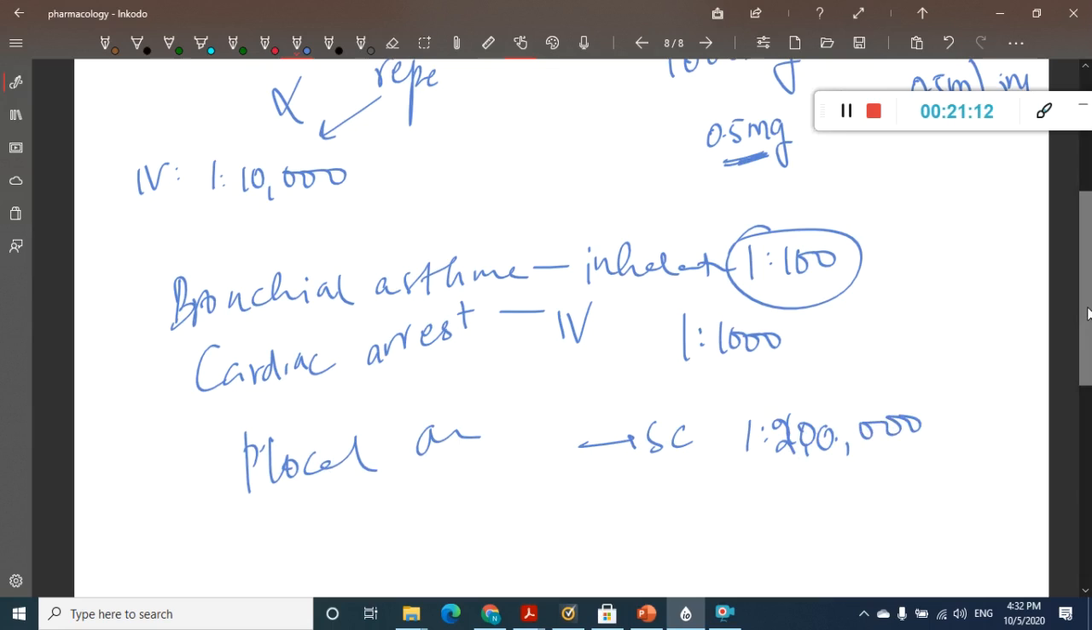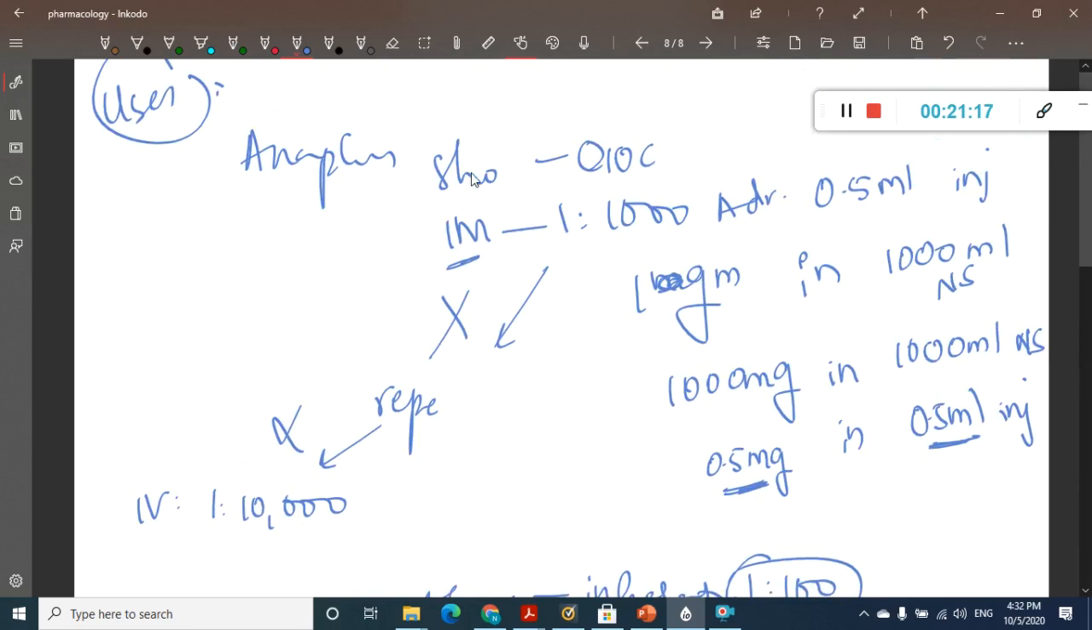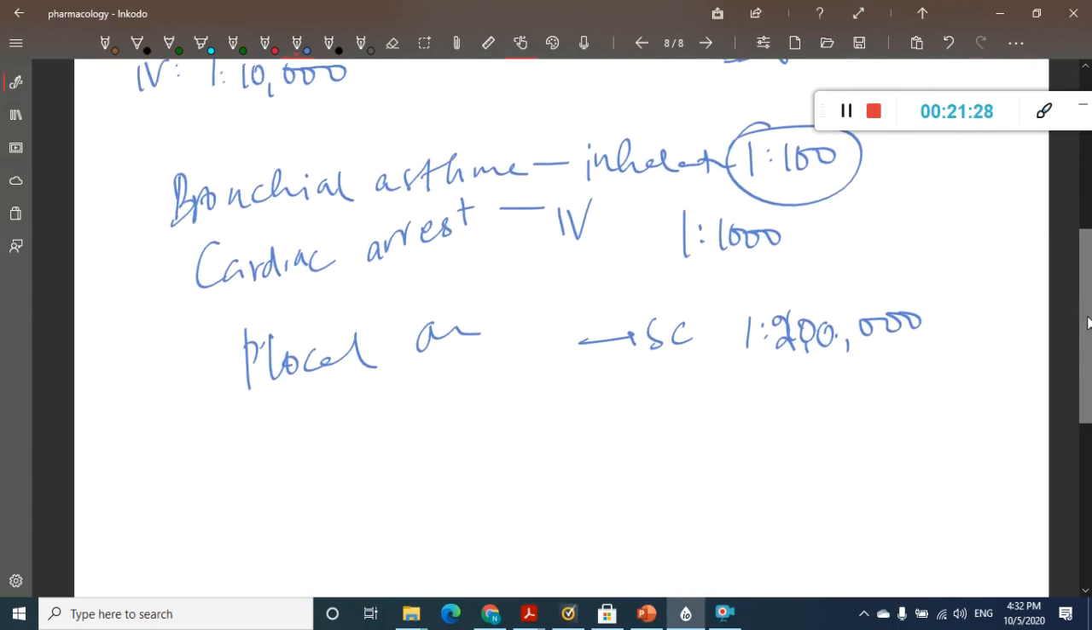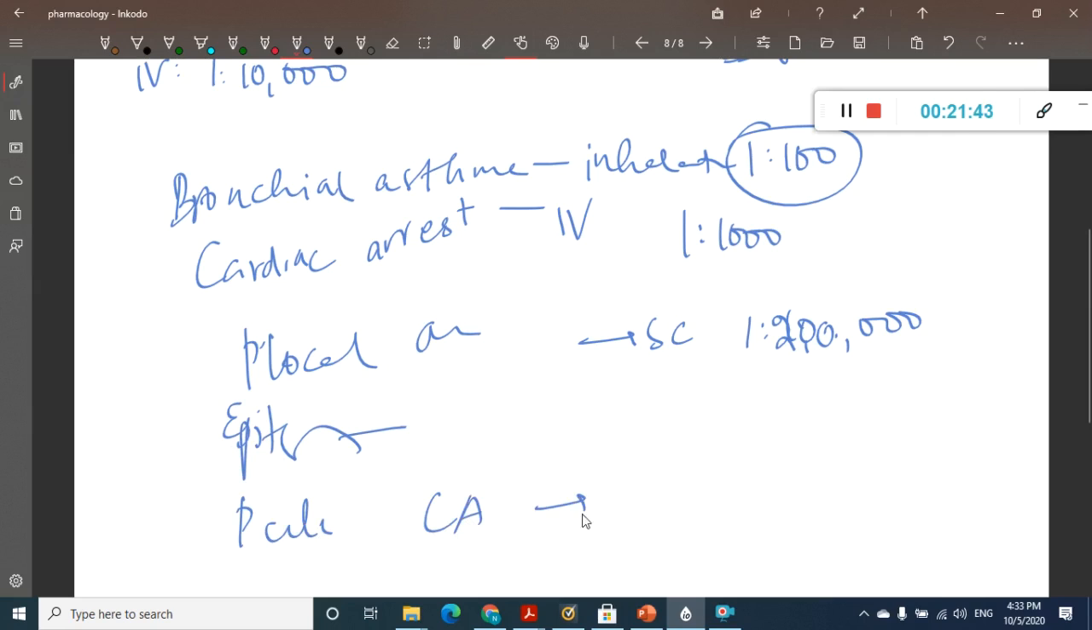To summarize: in cardiac arrest, you give IV 1 in 1000. In bronchial asthma, you give inhalational 1 in 100. For anaphylactic shock, you give intramuscularly 1 in 1000 adrenaline, and IV 1 in 10,000. To prolong the duration of local anesthetic, you give subcutaneously 1 in 2 lakhs. You can give adrenaline in epistaxis. You can also give it in pulseless cardiac arrest. The alternative to epinephrine here is vasopressin, which you can also give in pulseless cardiac arrest.